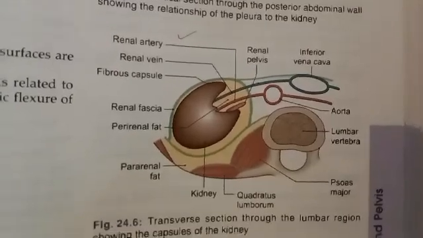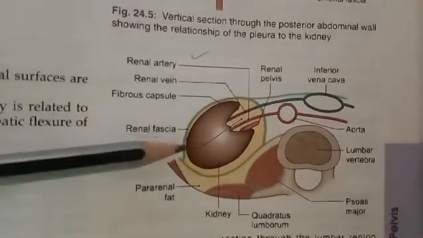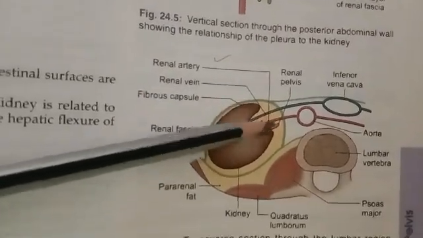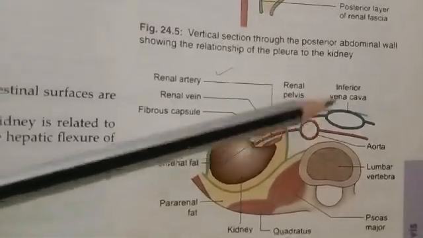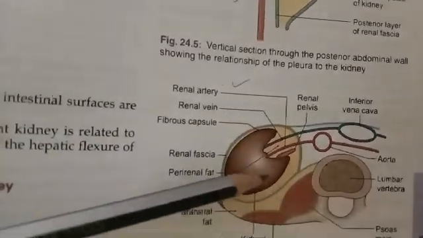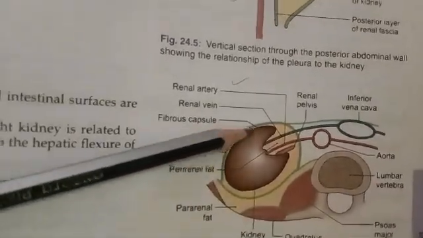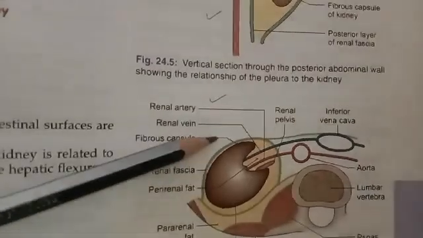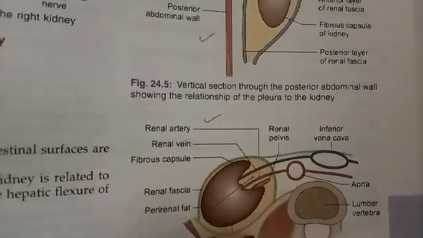Let's have a look at the diagrammatic section of the covering of the kidney, that is the capsule of the kidney. Firstly, this is the right kidney, and here comes the aorta that carries the renal artery, and here is the renal vein that is connected to the inferior vena cava. The covering of this kidney is the capsule, and here is the fascia. This is the anterior wall and this is the posterior wall of the renal fascia. The anterior wall is known as fascia of Gerota, whereas the posterior wall is known as fascia of Zuckerkandl.